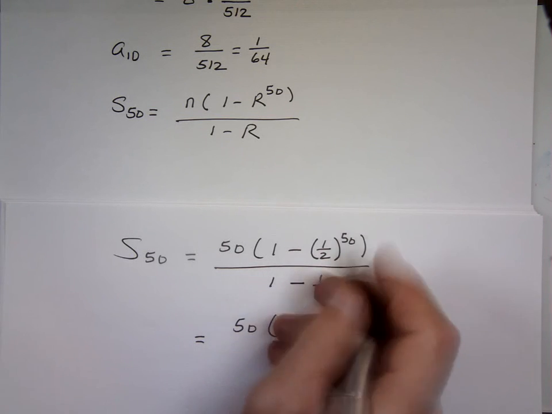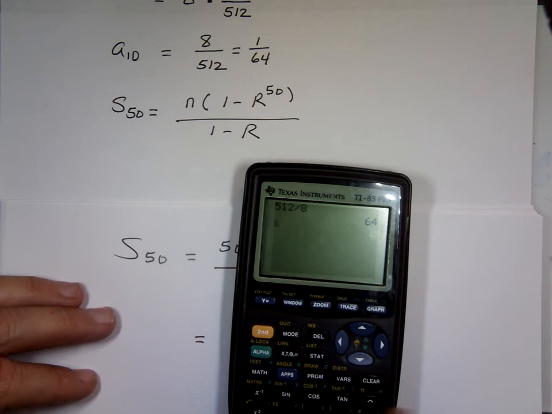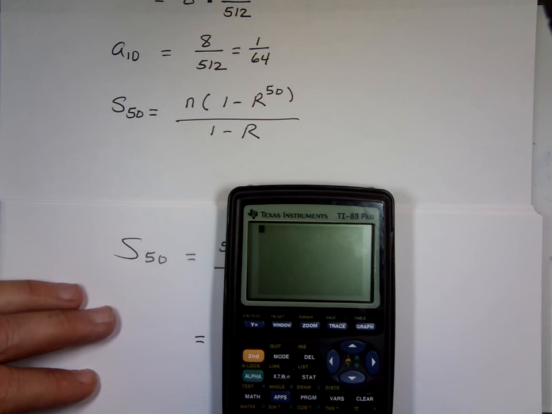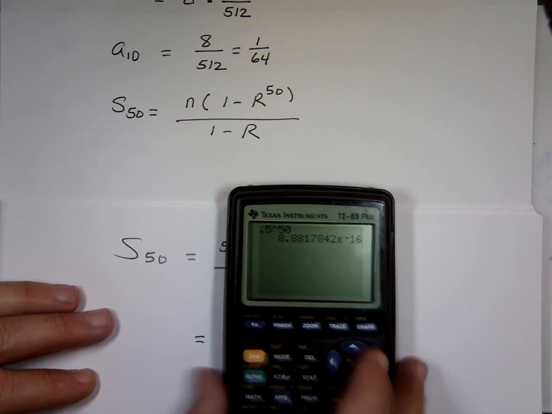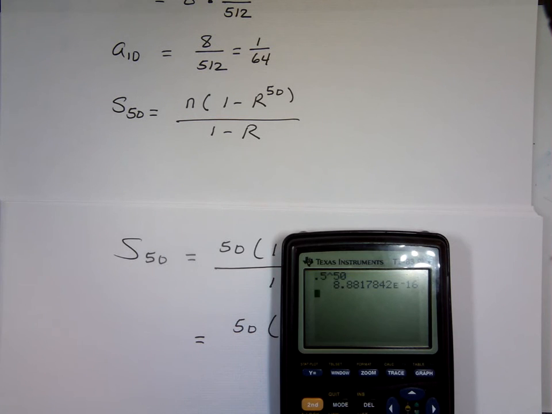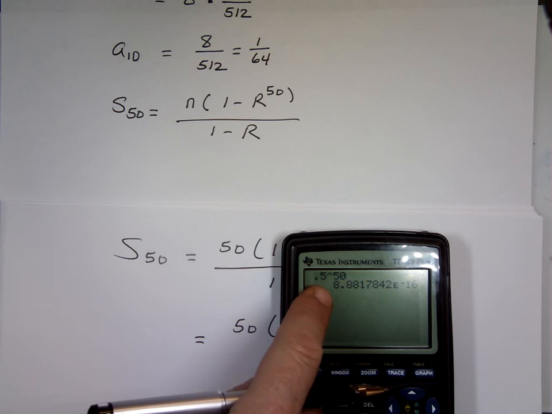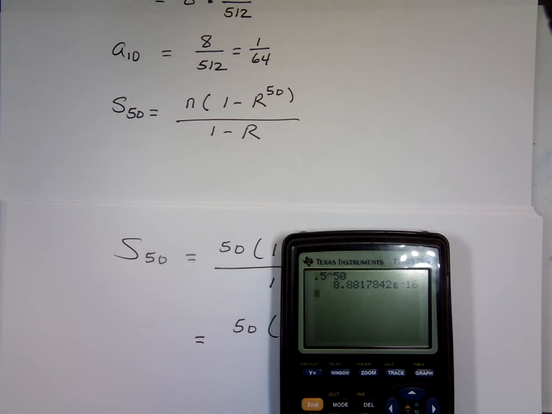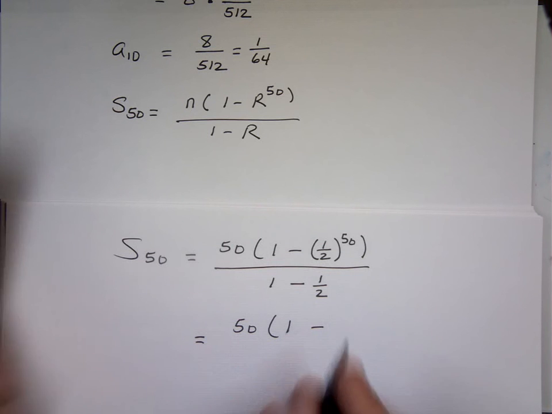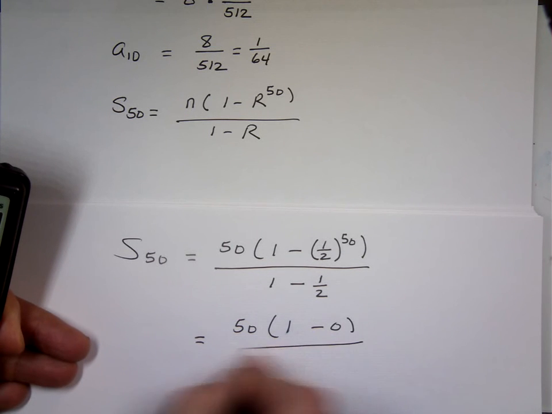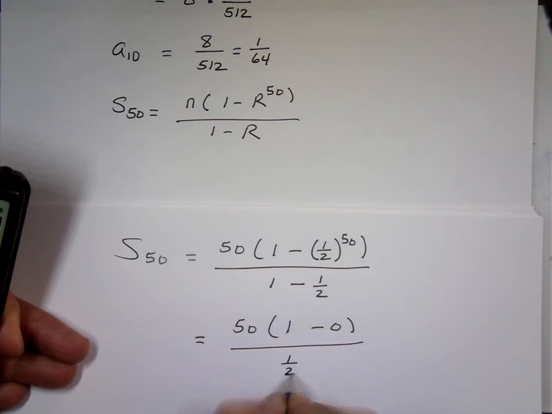Try that. Here we go. 1/2, that's 0.5 to the power of 50. Ready for that number? What do you notice about that number? Can you see the exponent? I don't know if it shows on the screen. 10 to what power? Negative 16. That means move it how many places to the left? Put 15 zeros before that. Isn't that a 0? So this becomes almost a 0 here, divided by 1/2. So guess what that sum is? It's 100.